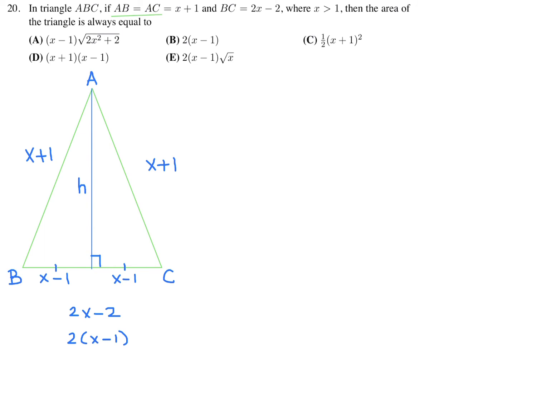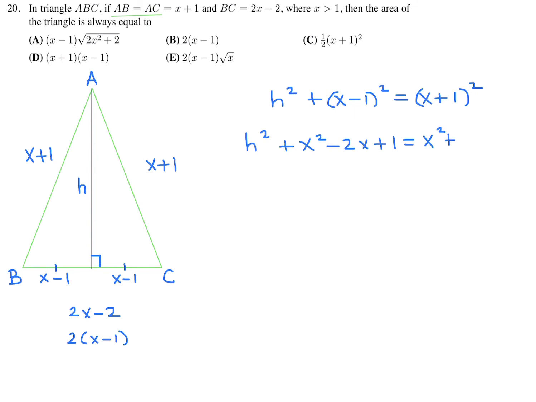Okay? And now I need to figure out this height here. And I can easily do that using Pythagoras. So that means h squared plus x minus 1 squared is equal to x plus 1 squared. Let's do the math here. We got h squared, plus x squared minus 2x plus 1 is equal to x squared plus 2x plus 1. Let's see, a few things will cancel. The x squareds go, the 1's go, and then I can put the 2x on the other side, and it gives me 4x, like that. And then take the square root, and we get 2 root x. And there we go. We can now figure out the area.